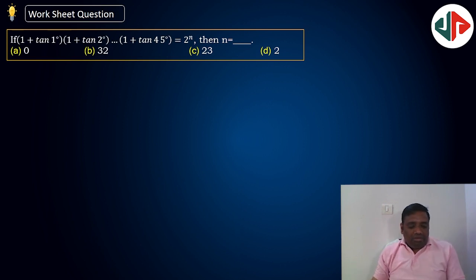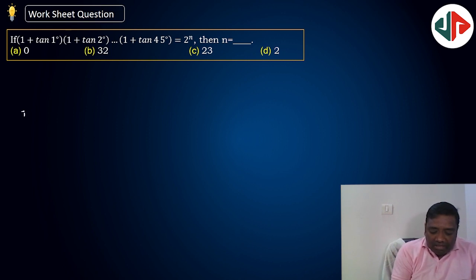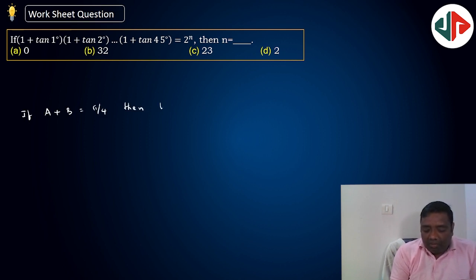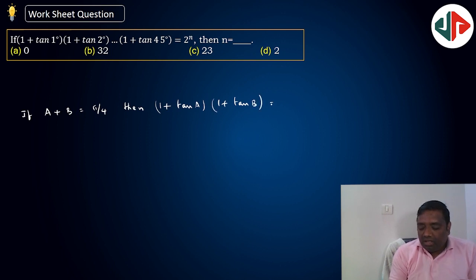1 plus tan 1 into 1 plus tan 2 degrees into 1 plus tan 3 degrees and so on up to 1 plus tan 45 is always equal to 2 power something. Standard property: if a plus b is equal to π by 4, then 1 plus tan a into 1 plus tan b is always equal to 2. This is the standard property.